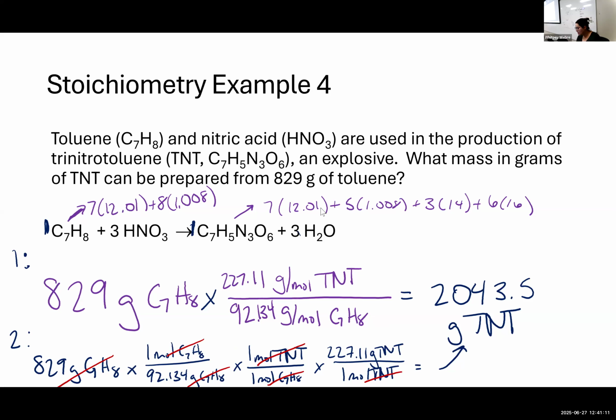So it's the same thing here. My grams will cancel here. That's grams of C7H8, and my moles will also cancel here. It's the same math. It's the same setup and things like that. You just got to pick what works best for you. Any questions on that?